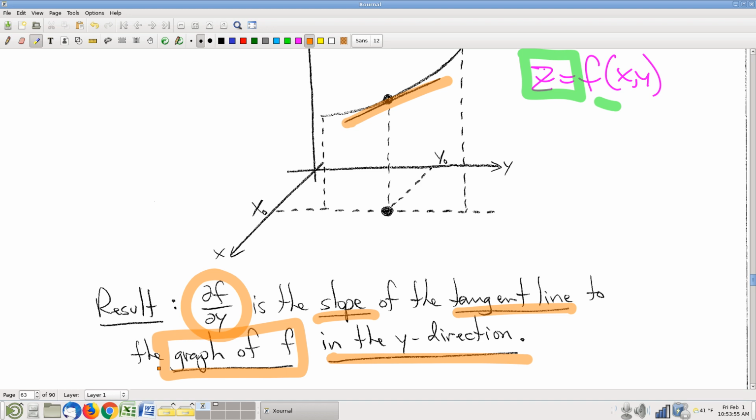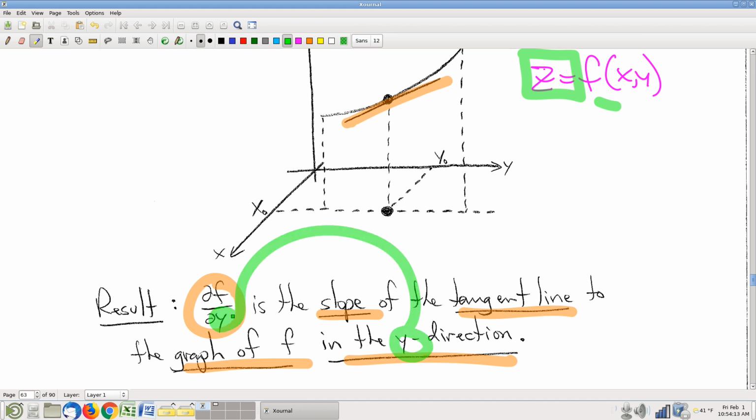Okay, so incorporating all of the important details of the interpretation, this is what a partial with respect to y looks like. It's a slope of a tangent line to the graph in the y direction. Y direction, because we're taking a partial with respect to y. Everybody on board?